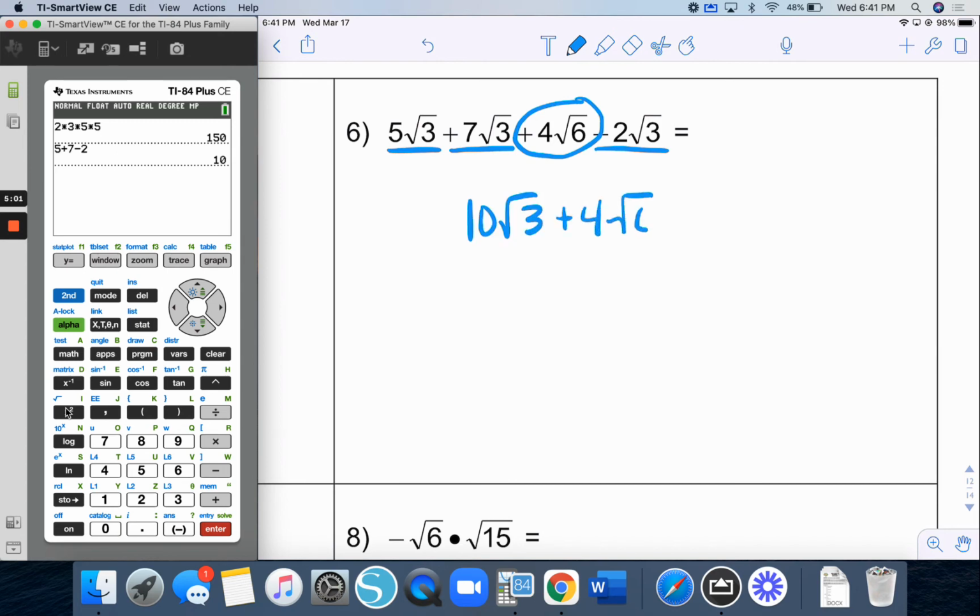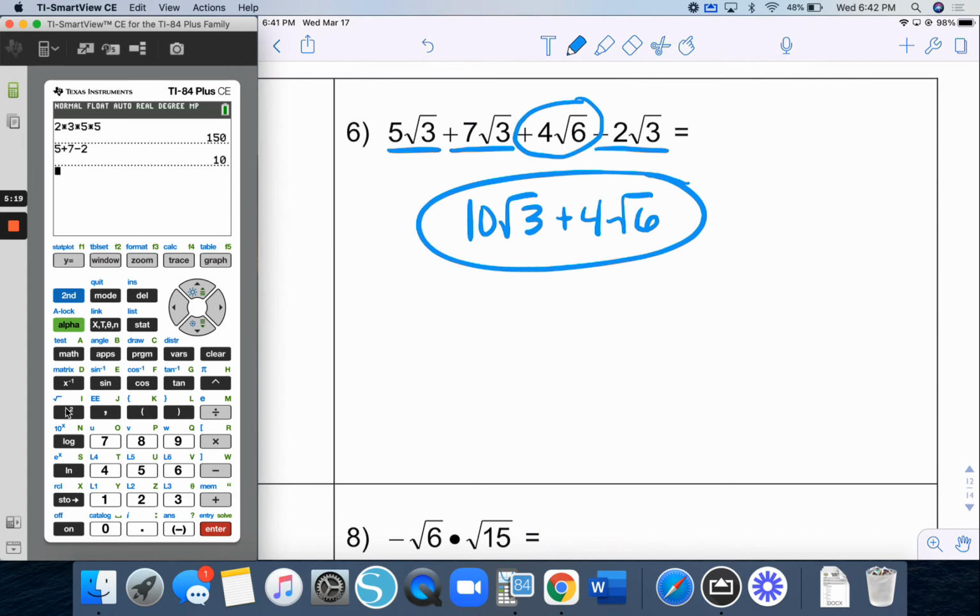And then 4 square roots of 6. That will stay the same because I cannot simplify the square root of 6, but it does not combine with my square roots of 3 that I already have. Remember, you don't have to write it in this order. If you wrote 4 square roots of 6 plus 10 square roots of 3, that's the same answer.